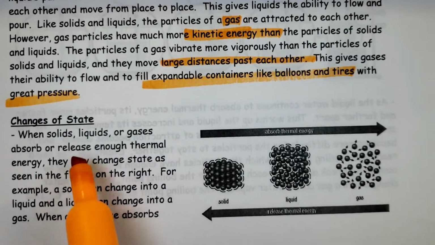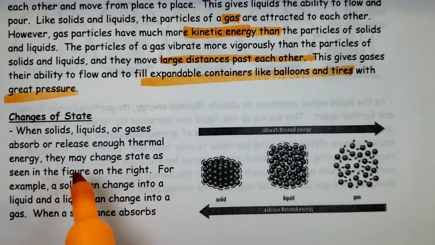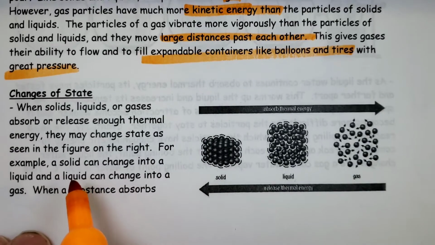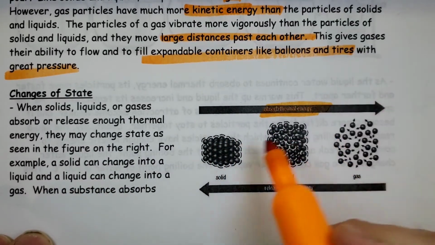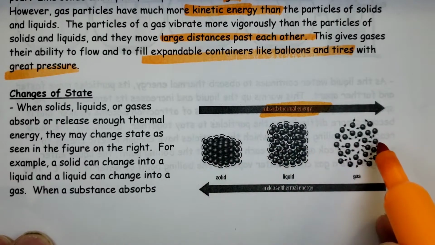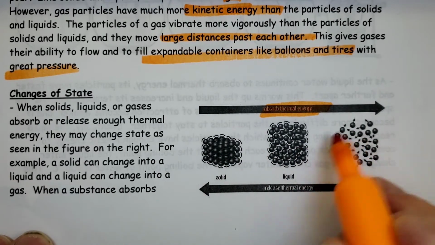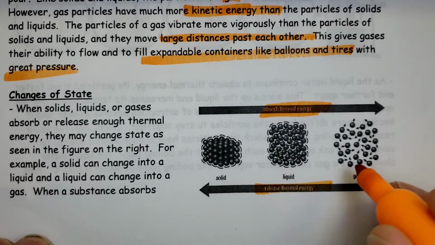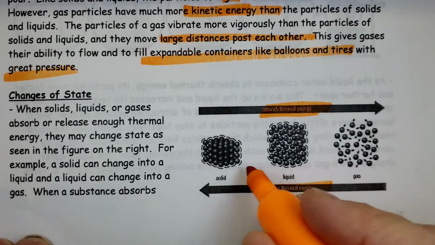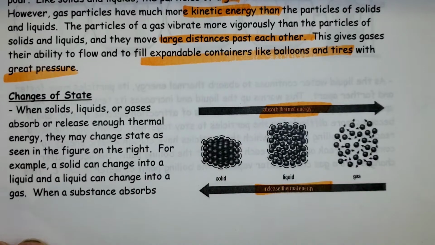Changes of state. When a solid, liquid, or gas absorbs or releases thermal energy, they may change state, as seen in the figure on the right. So if you absorb energy, you go from solid to liquid to gas, because you're allowed to move quicker and quicker, spread further apart. But if you release energy, you slow down, get closer together. Okay?